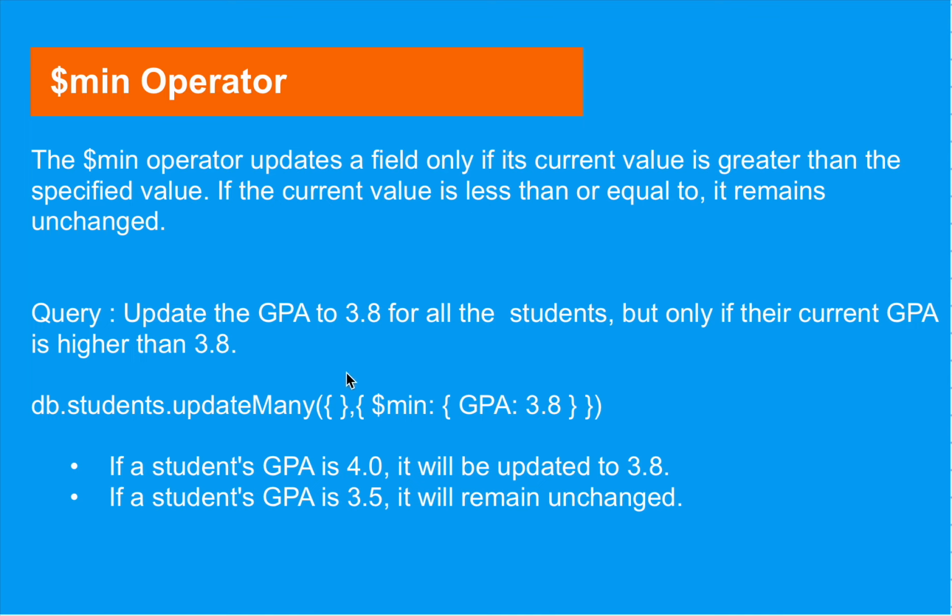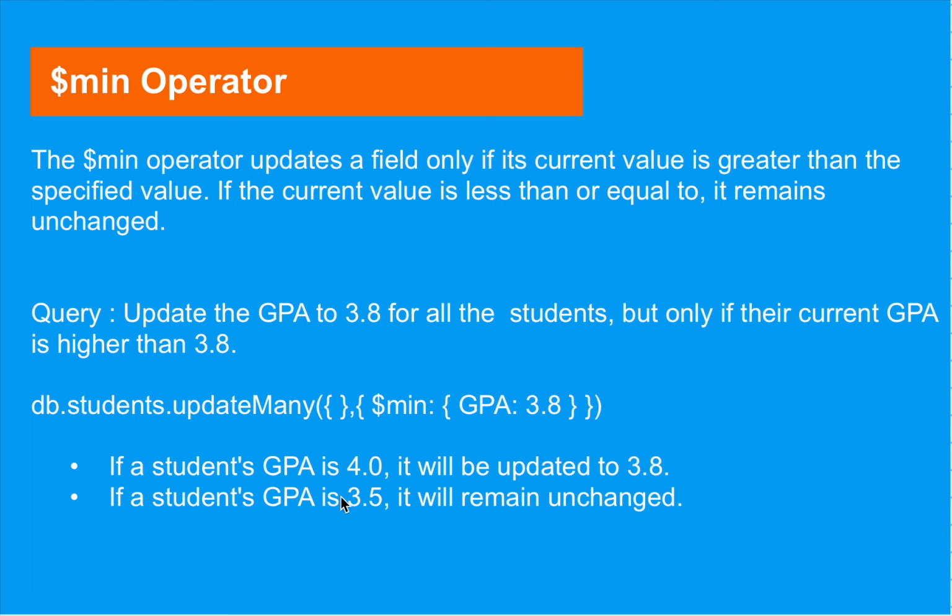Suppose if you want to write a query updating the GPA for all the students to 3.8 if their current GPA is higher than 3.8. The query will be like this: db.students, that is a collection name, dot updateMany. The condition will be empty because it has to match all the documents and check the GPA value. The operator will be $min colon, it takes an object, the field name is GPA and the value is 3.8. So this will run a query and updates the GPA of the students.